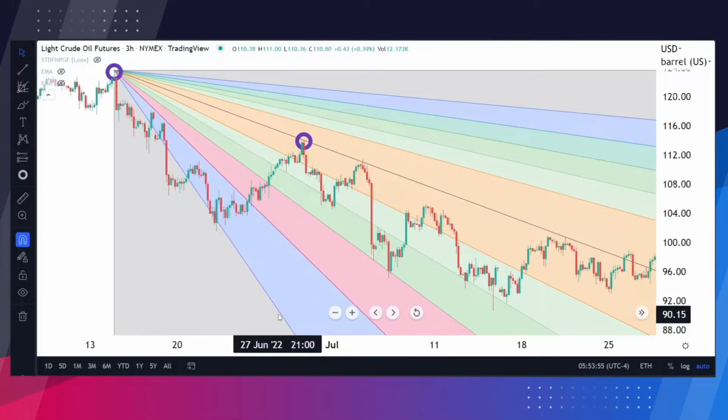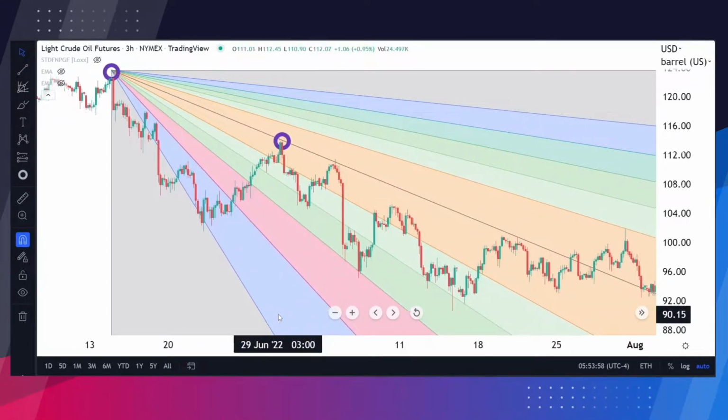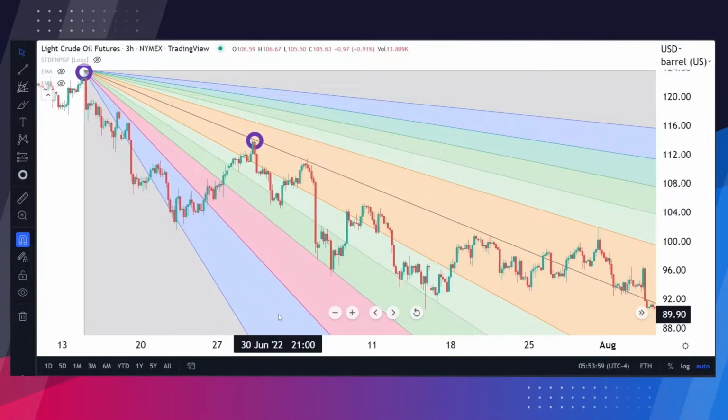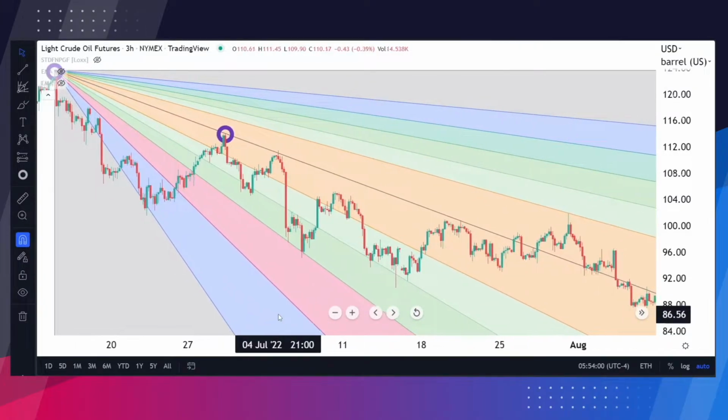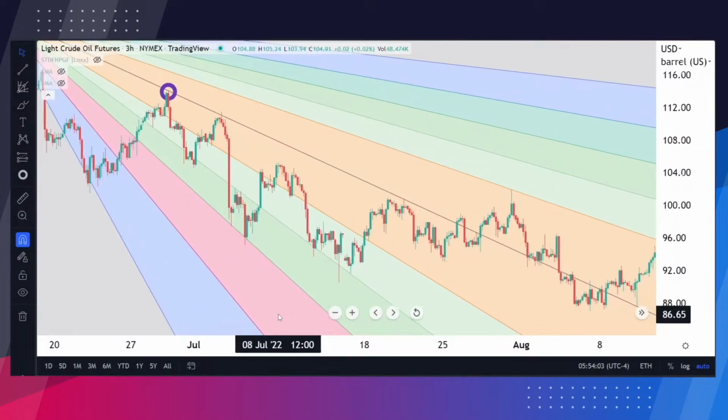The fan has zones too that we can trade within. The color changes between each zone helps us to identify them easily, and as the price moves into each zone, the fib line above should act as a resistance, while the line below should act as a support.